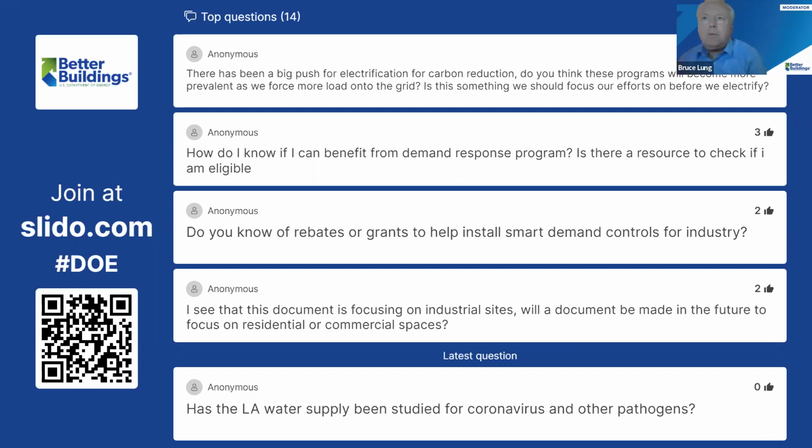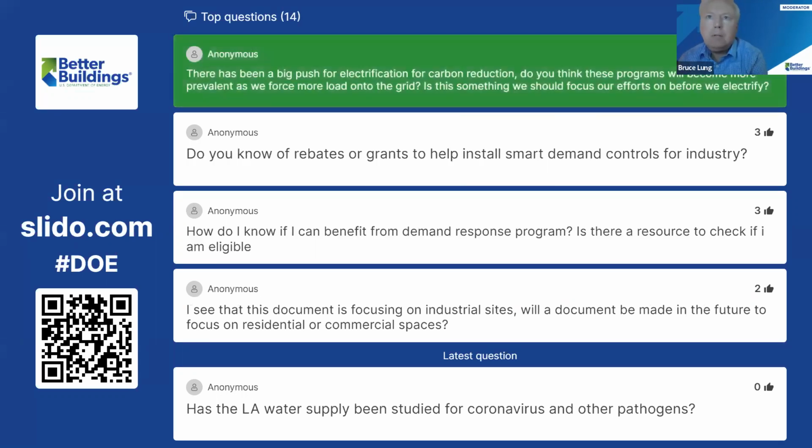So the first one that has 4 likes is that there's been a big push for electrification for carbon reduction. Do you think these programs will become more prevalent as we force more load onto the grid? Is this something we should focus our efforts on before we electrify? I'll let any one of the panelists start with that. Paulemi, maybe you want to take it on, or Jesse, or?